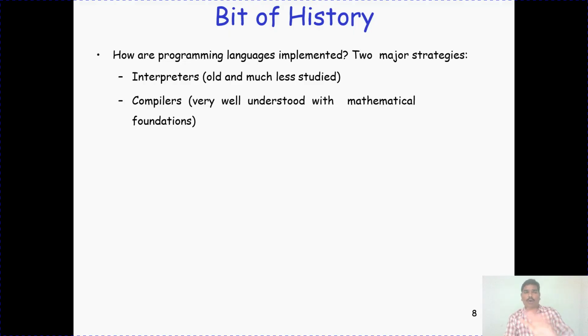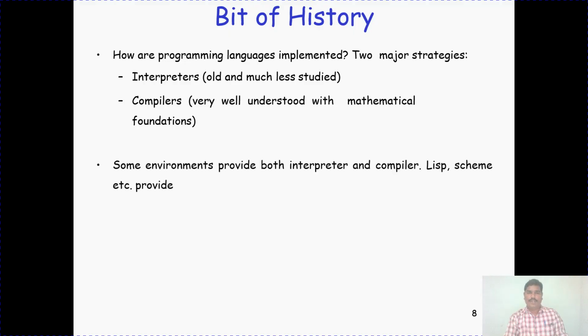So how are programming languages implemented? There are two major strategies: interpreters and compilers. What is an interpreter and what is a compiler? An interpreter is also a translator. A compiler is also a translator. So what is the difference between compilers and interpreters?